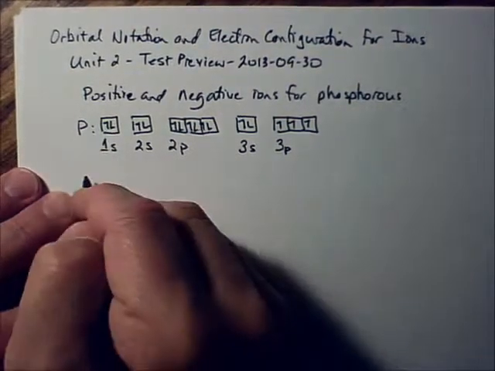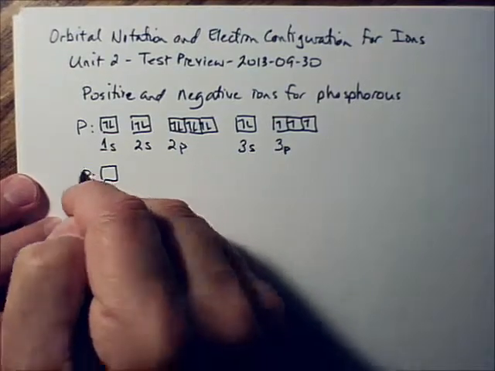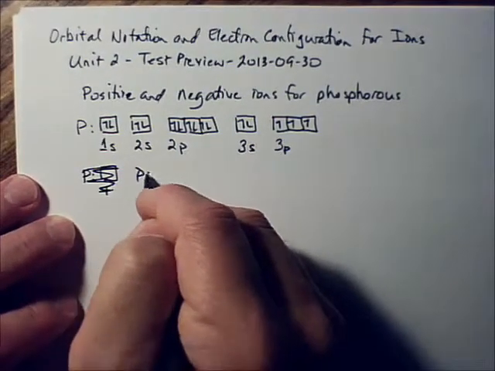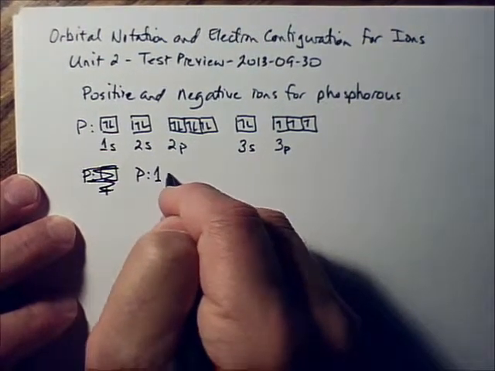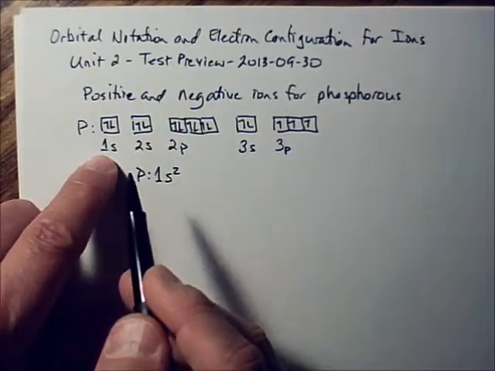Now let's do the electron configuration. Phosphorus: 1s, and what we do is simply count the electrons in the S sublevel.